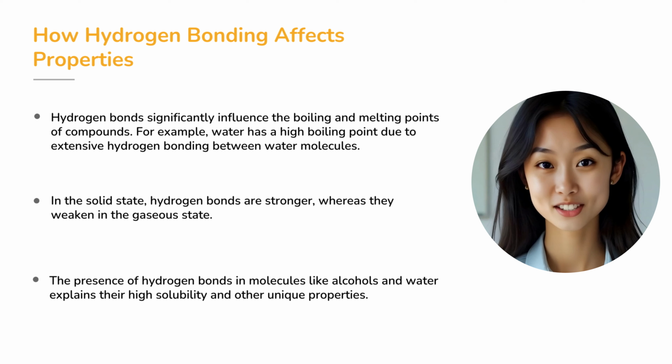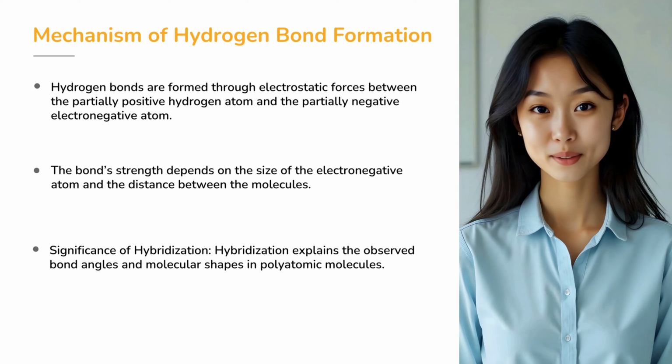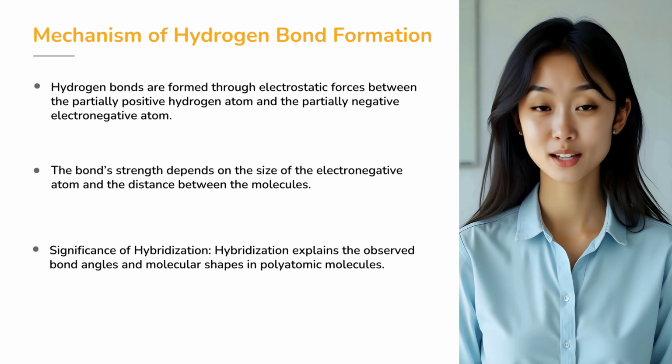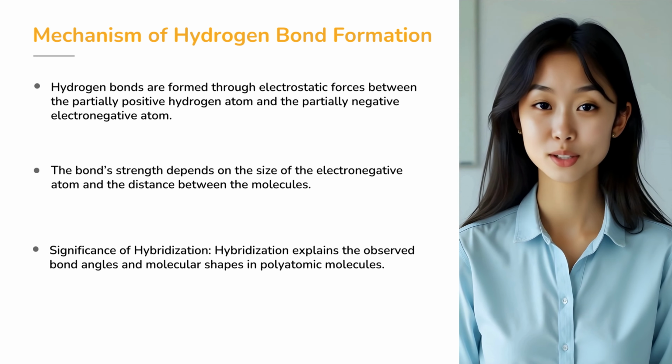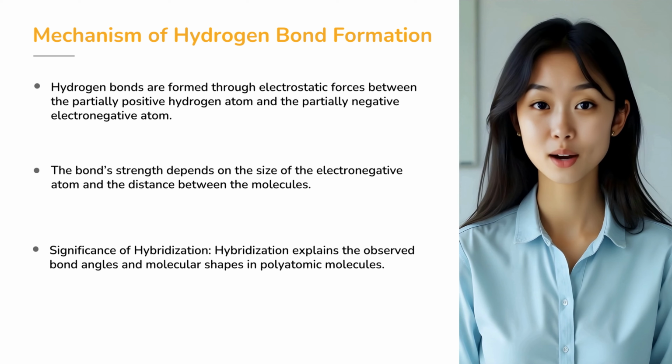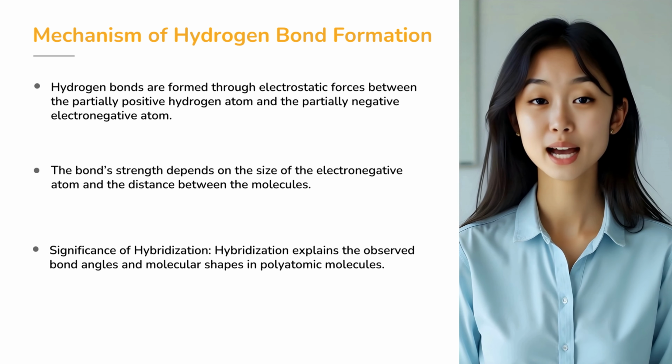But in the gaseous state, hydrogen bonds are much weaker. This is why water vapor, or steam, doesn't exhibit the same bonding strength. Let's get a little deeper into how these hydrogen bonds actually form. Picture this. As the hydrogen atom bonds with an electronegative atom, like oxygen or fluorine, the electron pair in the covalent bond is pulled towards the electronegative atom.